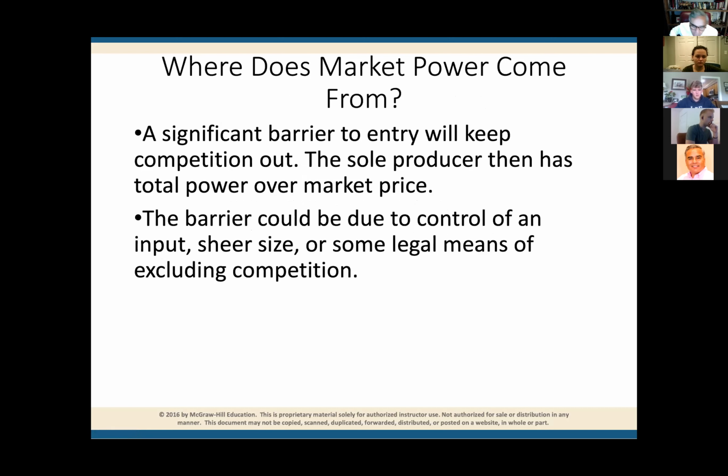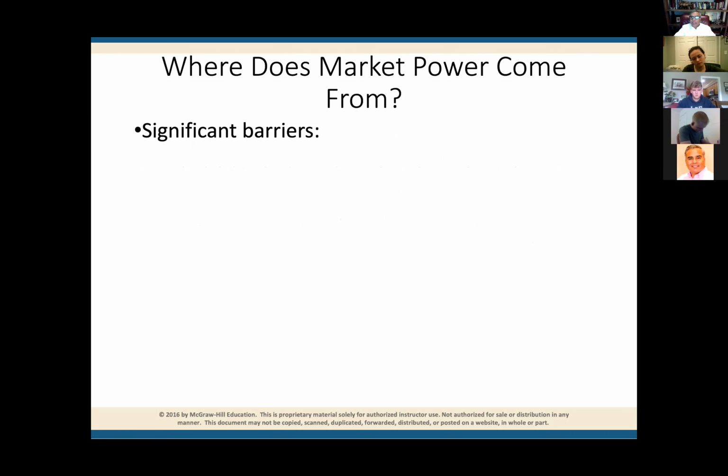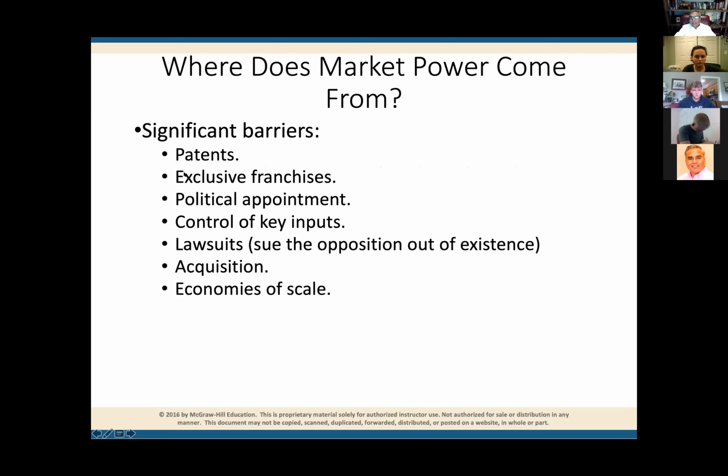Now, what are some of the barriers that monopolies use? In some cases, just the size. They are so big that nobody can compete against them. In some cases, it is legal: the government has given them a license to operate, or they have patents and copyrights, and you cannot compete against them. Or they own a resource that cannot be duplicated. They can have exclusive franchises, political appointments, or control of key inputs. They can sue you today if you try to compete against them.